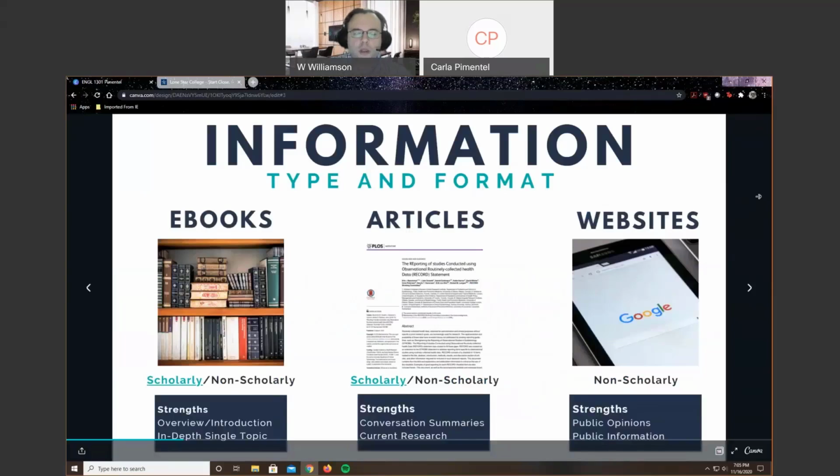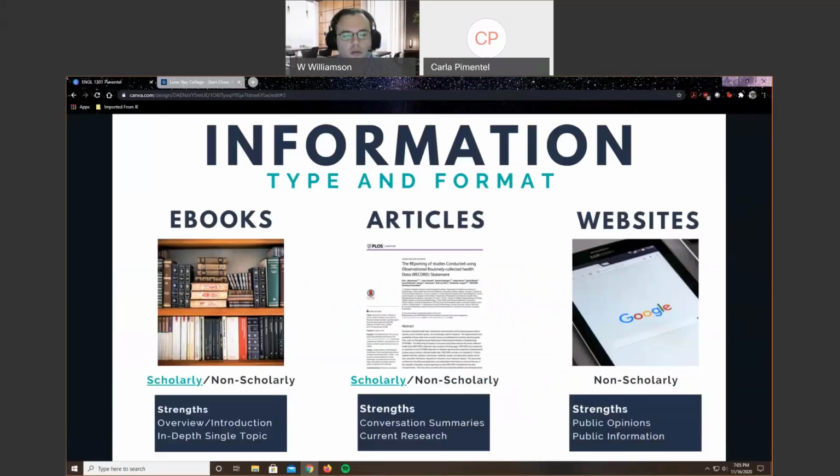Okay, and there's three main resources that we can connect you with. The first is books or ebooks, and there are, of course, popular and scholarly versions of these. And they're going to be best for introductions to topics, overall background information, basically because they're going to cover a wide breadth of the topic itself. And so you're going to be able to find a lot more of your basic information.